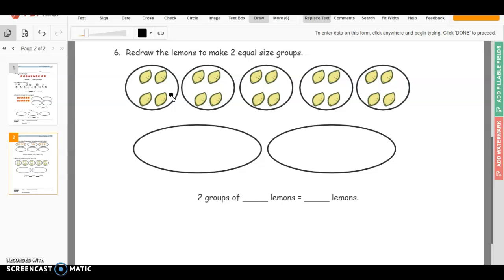If you know multiplication, you can do this super fast. I want to count them just to double check. So I have 1, 2, 3, 4, 5, 6, 7, 8, 9, 10, 11, 12, 13, 14, 15, 16, 17, 18, 19, 20. I have 20 lemons total.